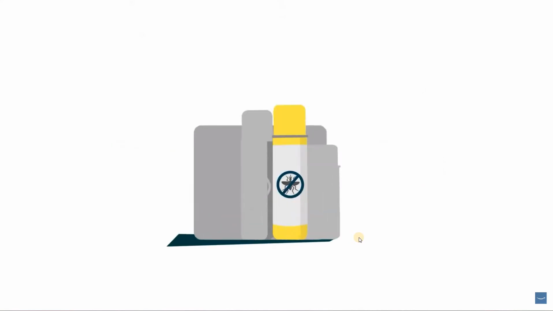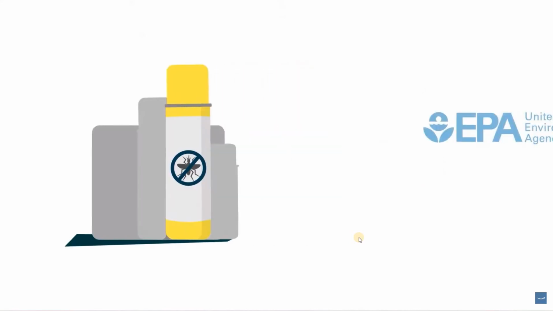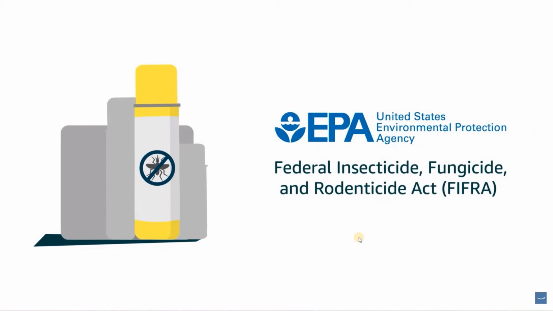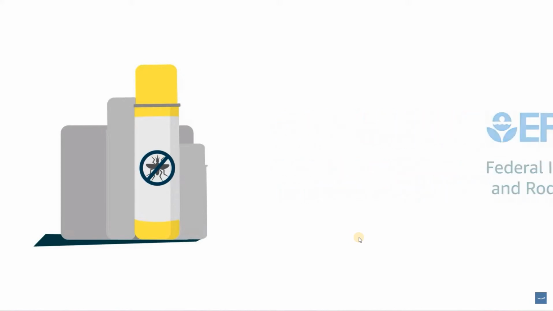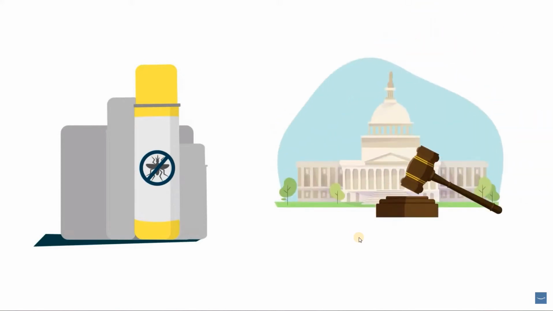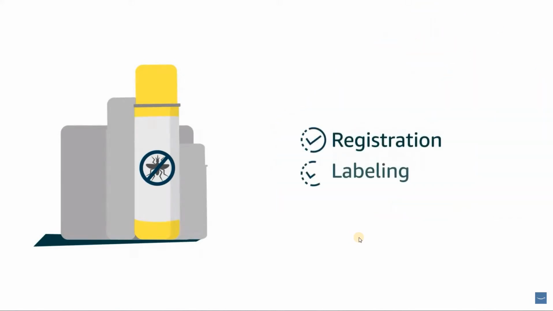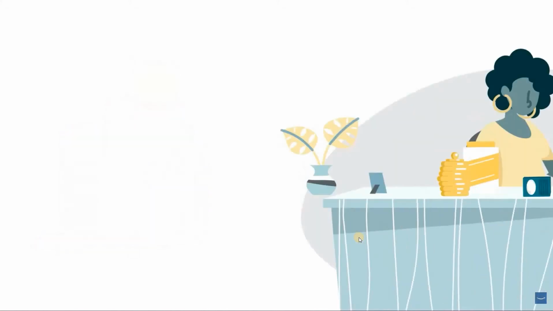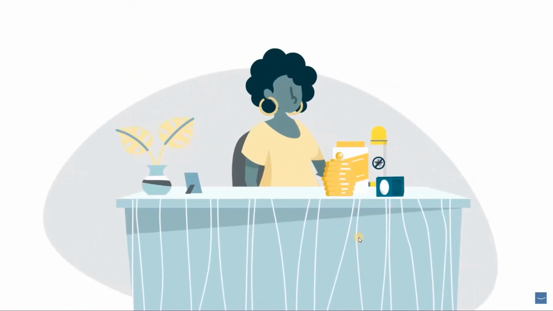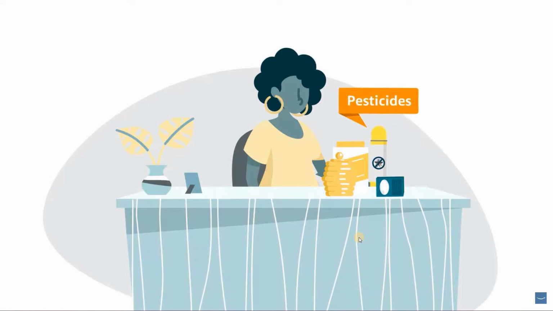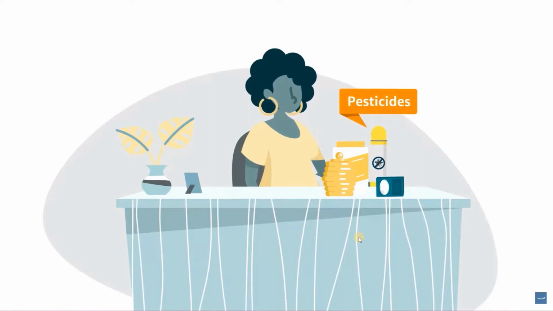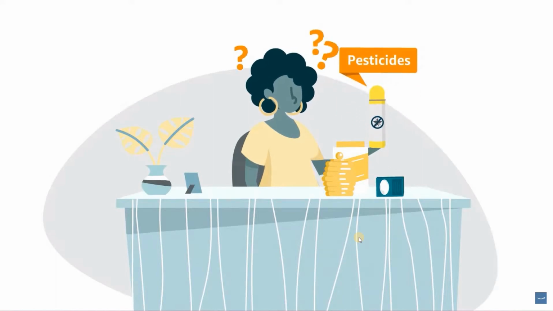In the U.S., pesticides and pesticide devices must comply with the Environmental Protection Agency's Federal Insecticide, Fungicide, and Rodenticide Act, or FIFRA, and applicable state and local laws, including registration and labeling requirements. You may not be aware if you are selling products the Environmental Protection Agency, or EPA, considers as pesticides or pesticide devices, as it can be hard to identify which products qualify and why.